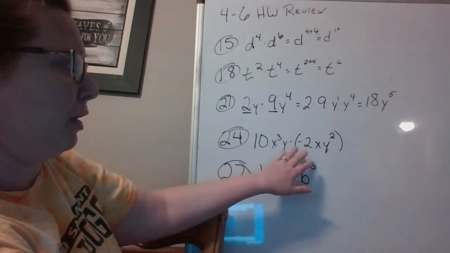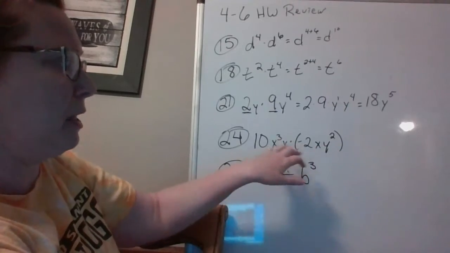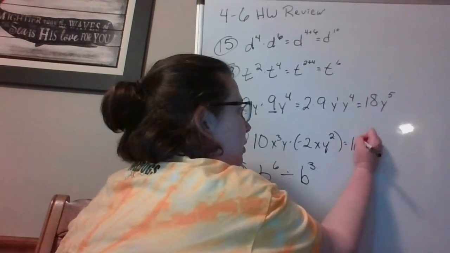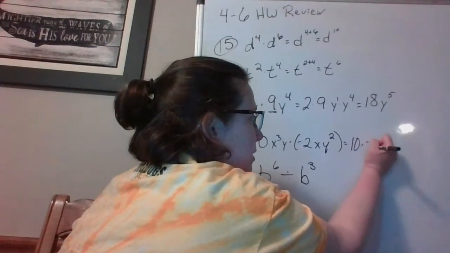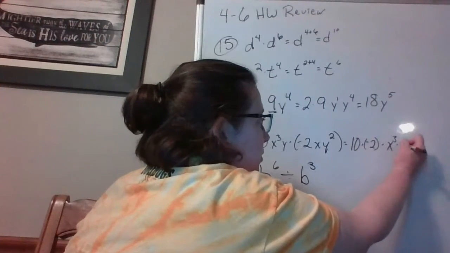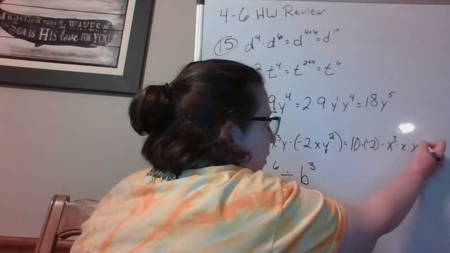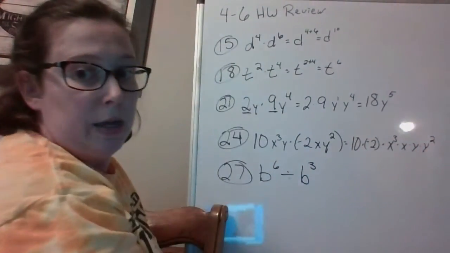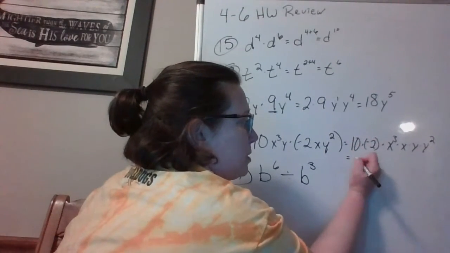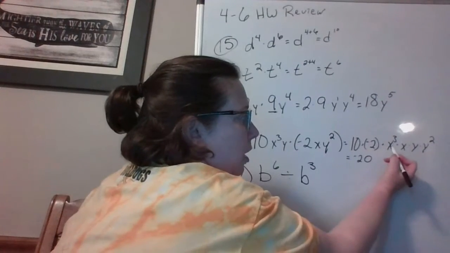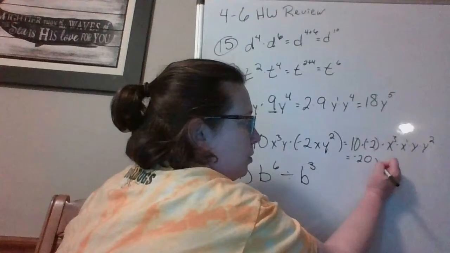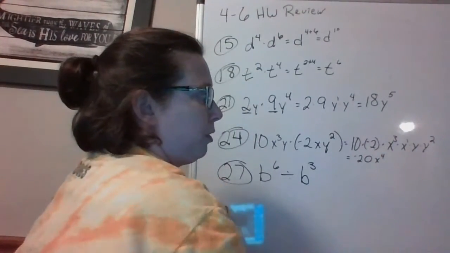We're going to rearrange, we're going to group our numbers together, our x's together, and our y's together. So I'm just going to first rearrange all this and say I have 10 times negative 2 times x cubed times x times y squared, and I'm going to write my answer underneath this. 10 times negative 2 is negative 20. X cubed times x to the first power, we would add our exponents and get x to the fourth.